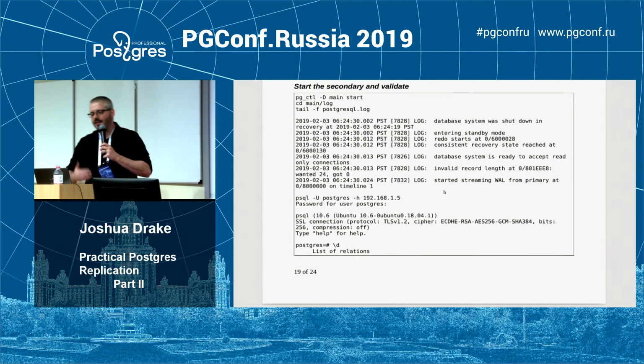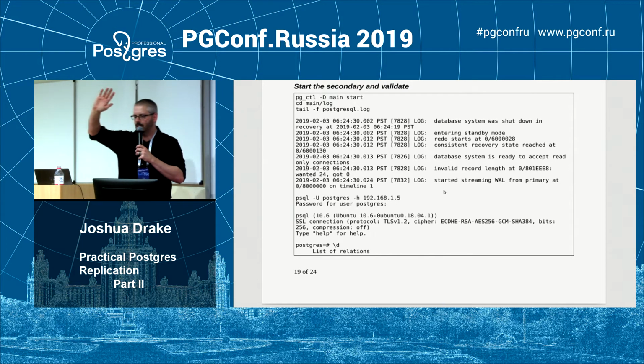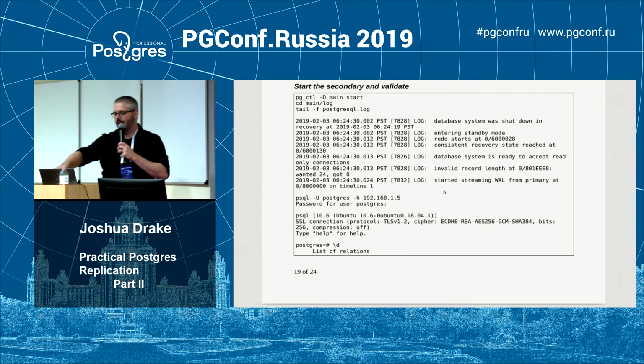I say start, and then I went into the main log, and I tailed the log to make sure everything came up correctly. It says database was shut down in recovery, entering standby mode. Here's the LSN that my redo starts at. I've reached a consistent recovery state. Database system is ready to accept read-only connections. Don't worry about the invalid record length. That's normal. That's why it says LOG, not warning or error.